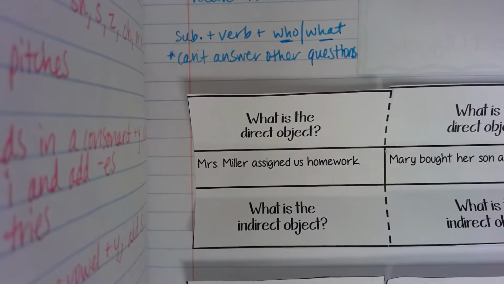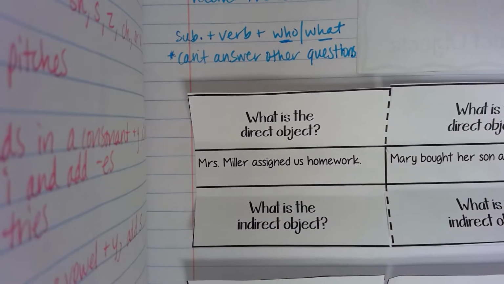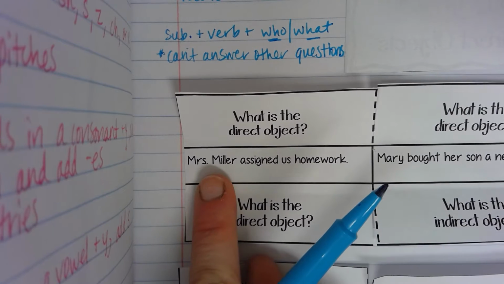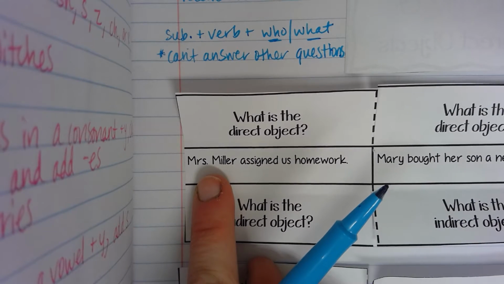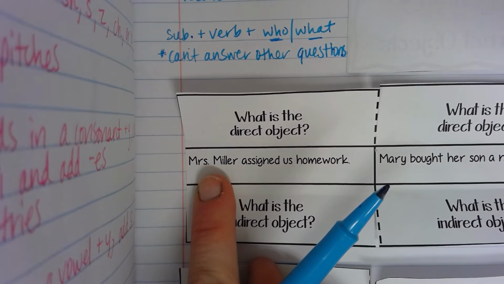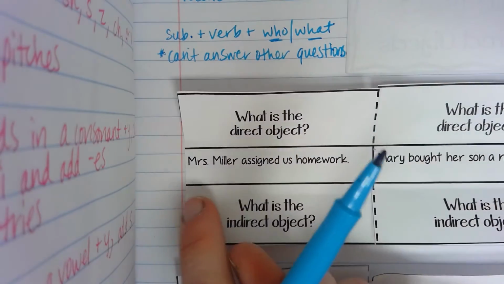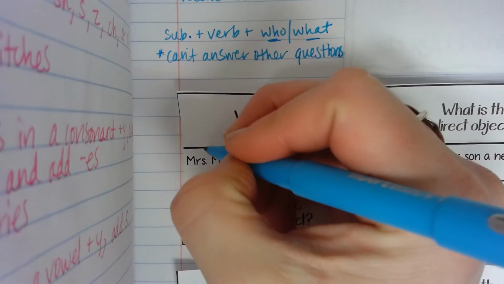So we find our subject. Our subject is Mrs. Miller. So this is the sentence I'm on right now. Mrs. Miller. What did she do? She assigned. That's my verb. Subject plus verb. Subject plus verb. So I'm going to label it subject, verb. And then I ask myself, assigned who?